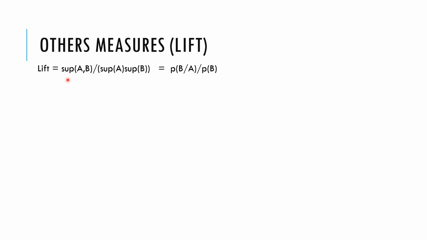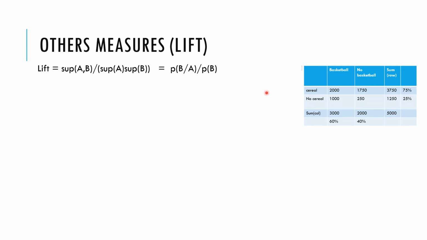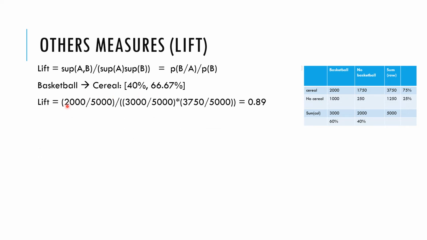Lift is defined as support of AB divided by support of A times support of B. That means conditional probability of B given A divided by probability of B. This is the formula. Again, we are looking at the same example here. So we did calculate this rule, right? 40-60, basketball players eating cereal. Then the lift, based on this formula, we calculate.